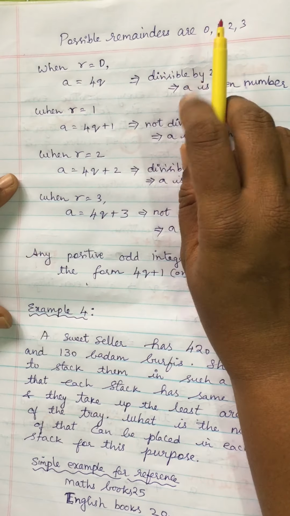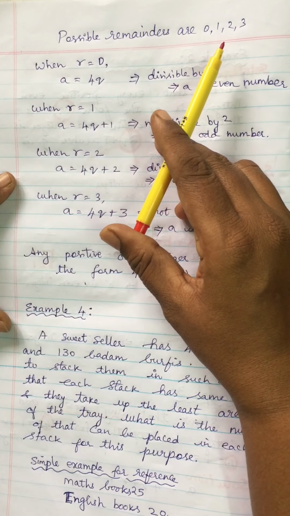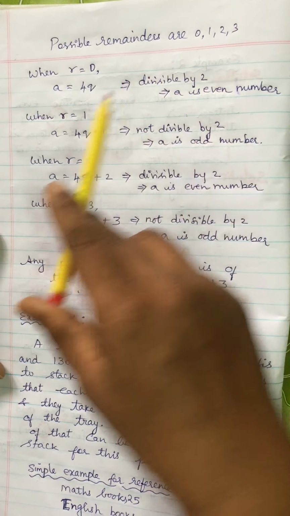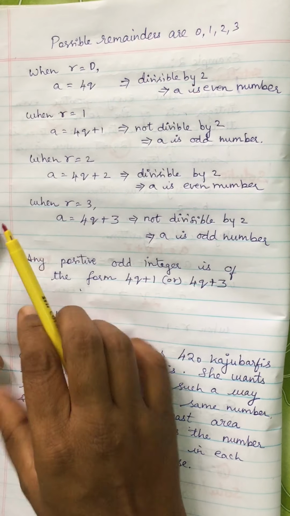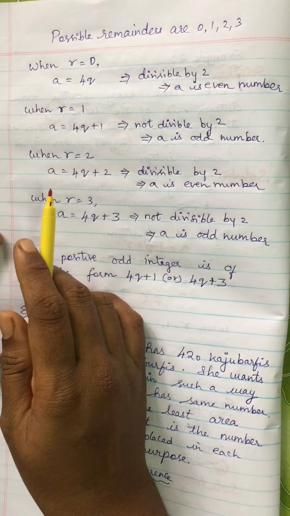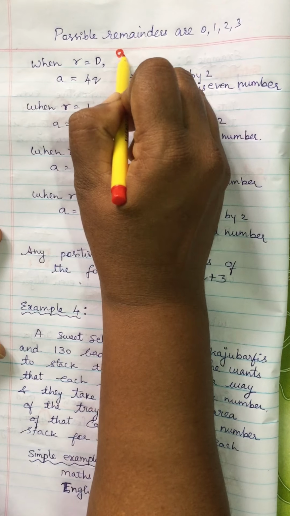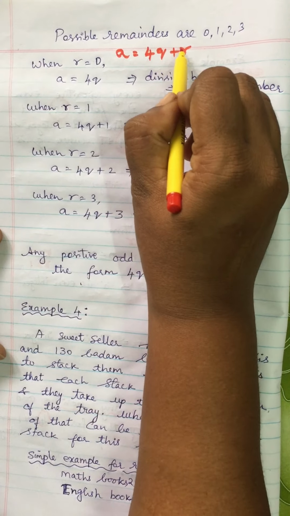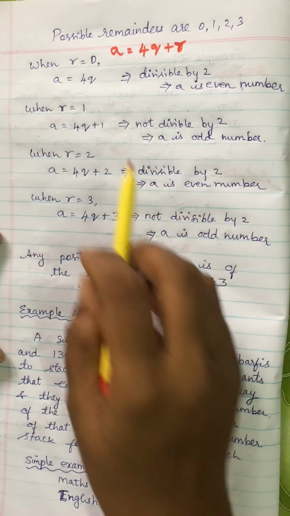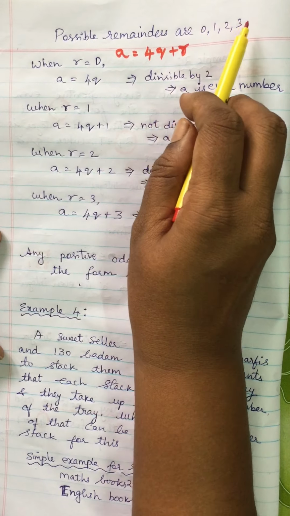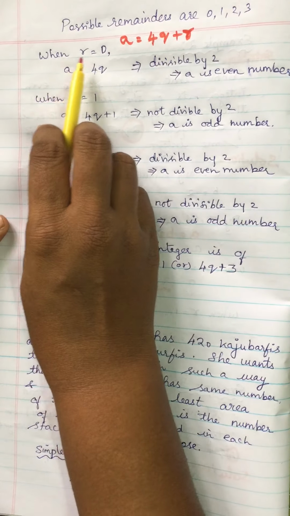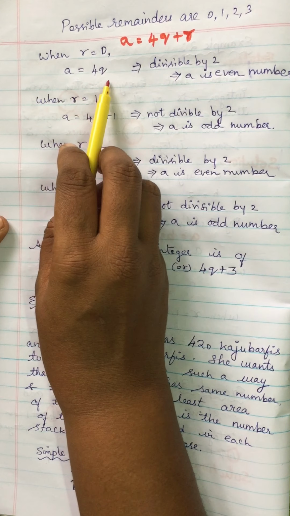So from the above question, you will infer what values r can take. They are nothing but 0, 1, 2 and 3. So you substitute r equal to 0 in the equation you found with the help of Euclid's division lemma. That is, what is the equation? a is equal to bq plus r, that is, a equals 4q plus r. So you substitute r equal to 0, 1, 2, 3 and see what answers you get. When I substitute r equal to 0, I get a equals 4q.